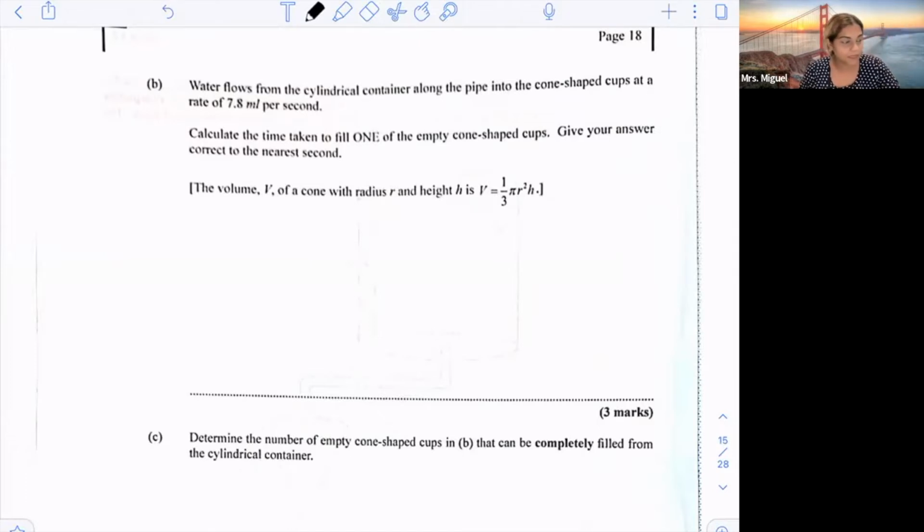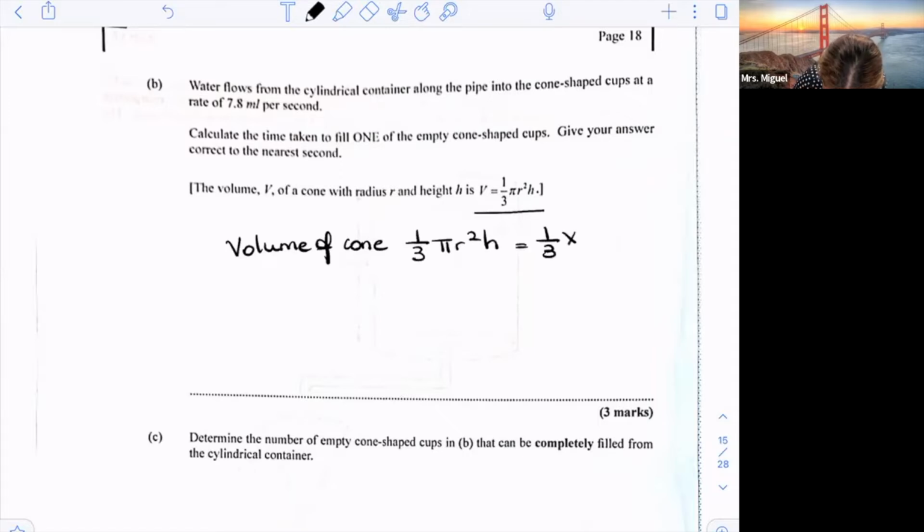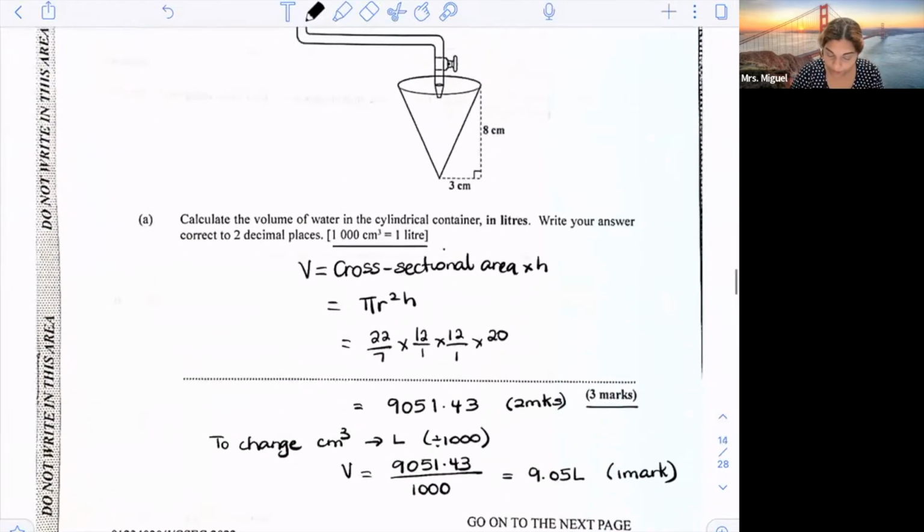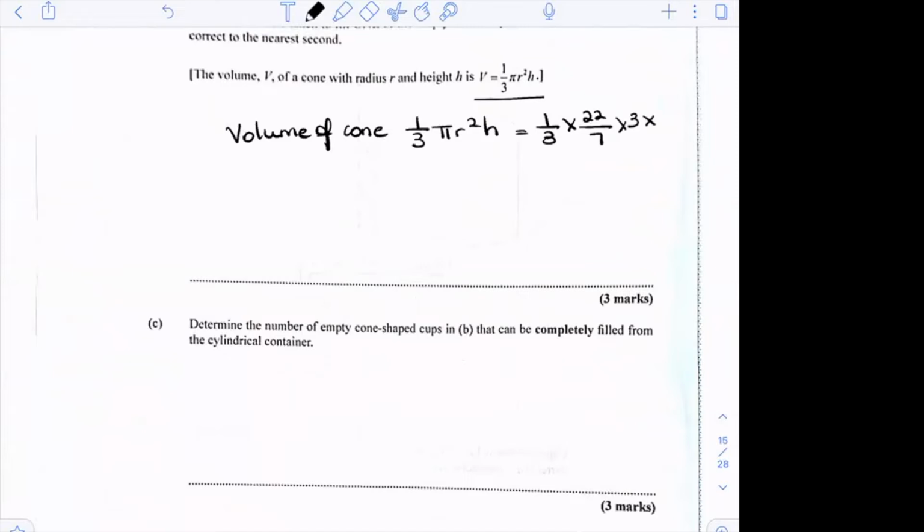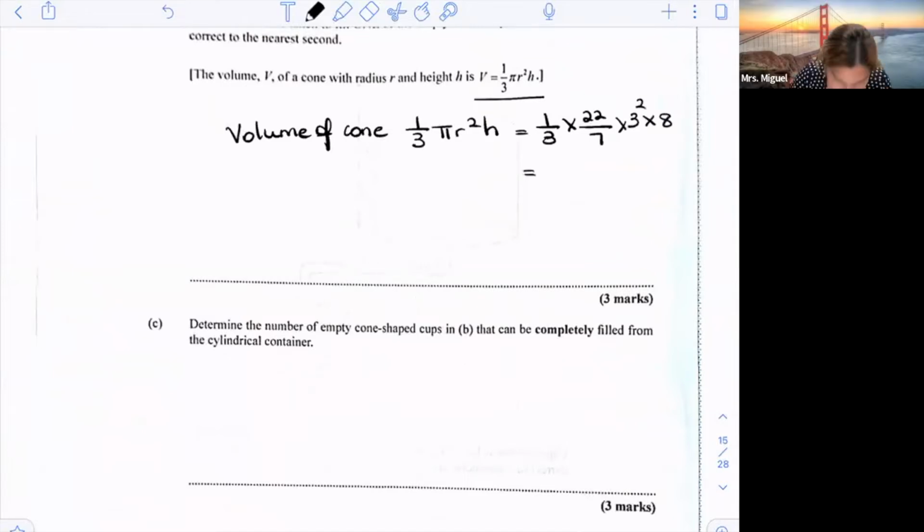So the first thing we need to do is to find the volume of one cone. They give you the formula. So the volume of the cone is 1/3 pi r squared h. So 1/3 multiplied by 22/7 by the radius, which is 3, and the height 8. You see the radius here, 3, and the height 8 here? Yeah, miss. 3 squared by 8. Work out that.